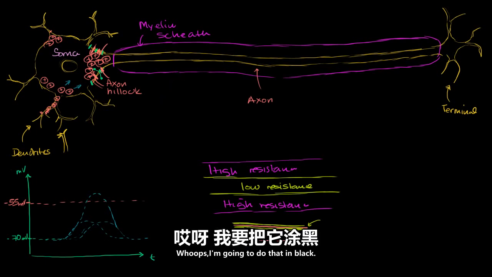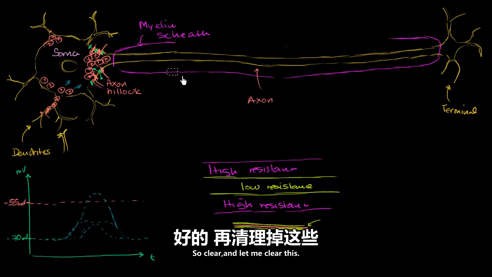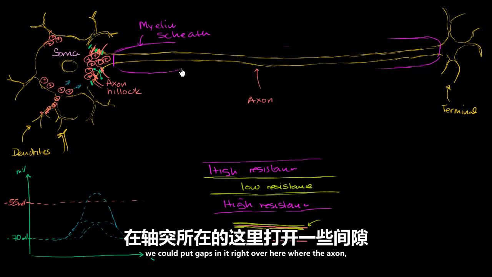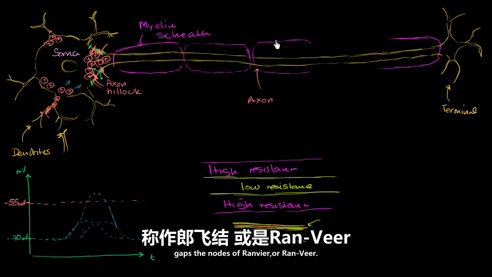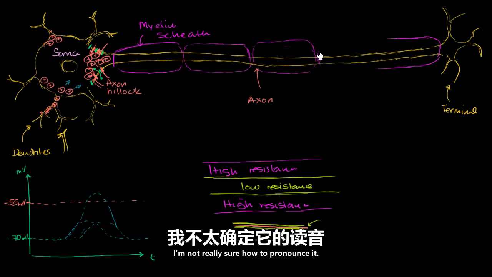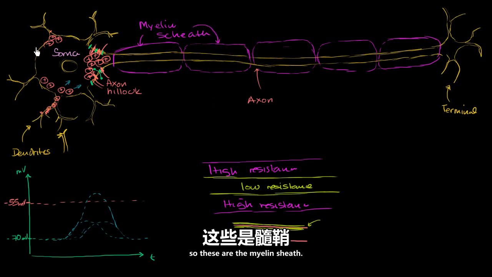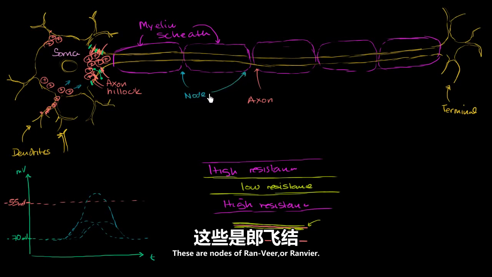Whoops, I wanted to do that in black. So actually, let me just draw it like this. Let me just erase this. So clear, and let me clear this. That's good enough. And so what we could do is put gaps in it right over here, where the axonal membrane itself can interface with its surroundings. And of course, we call those gaps the nodes of Ranvier. I'm not really sure how to pronounce it. So let me put those gaps in here. So these are the myelin sheath. And this right over here is a node of Ranvier. These are nodes of Ranvier.